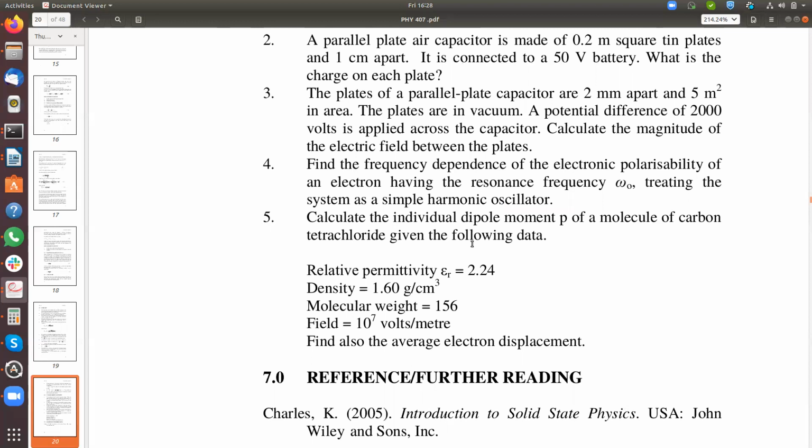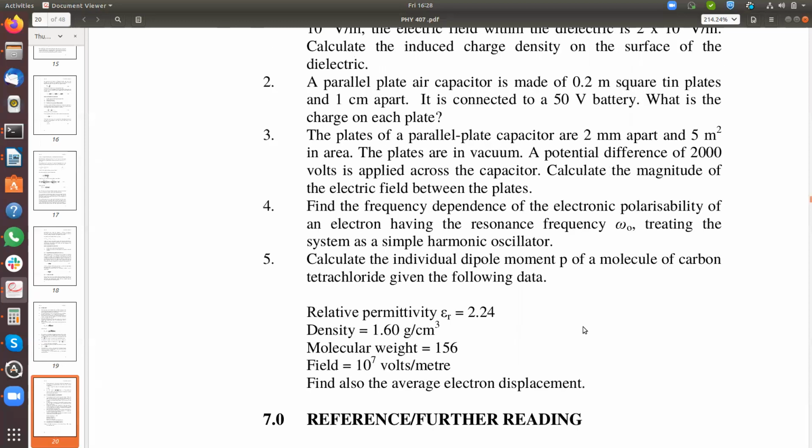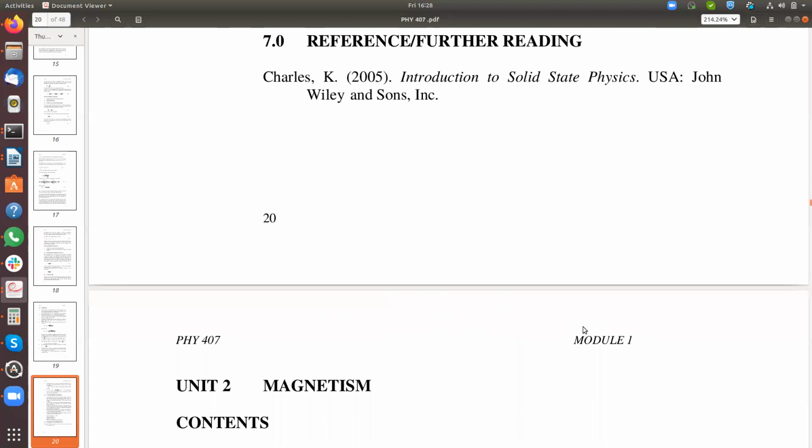So the last question says: calculate the individual dipole moment P of a molecule of carbon tetrachloride given the following data. You are given this information: relative permittivity, density, molecular weight, and field. Then find also the average electron displacement. Please try your best and see if you can actually solve the problem.